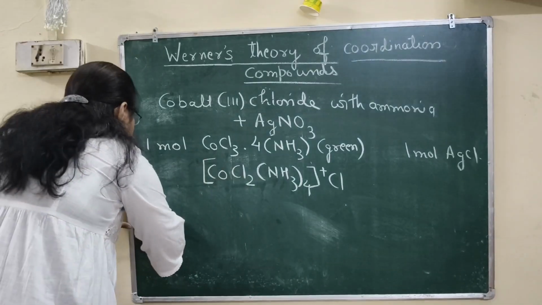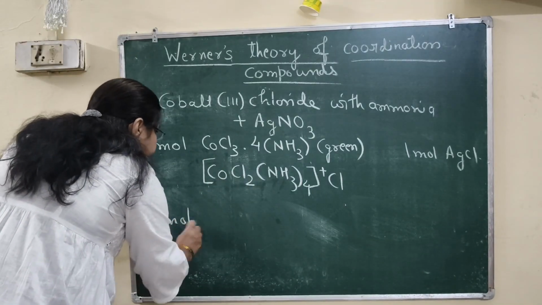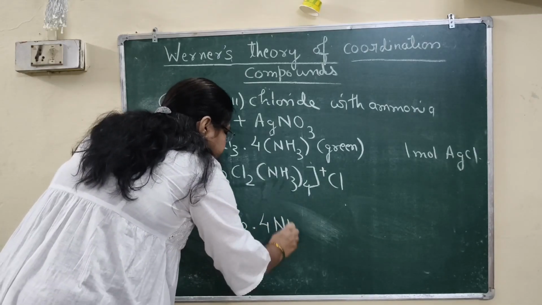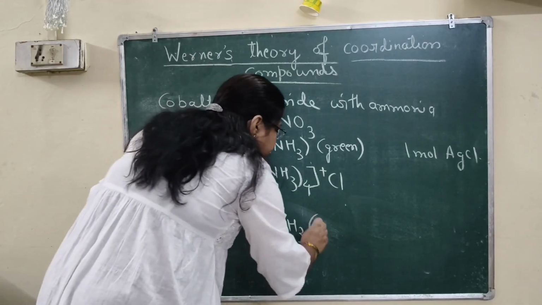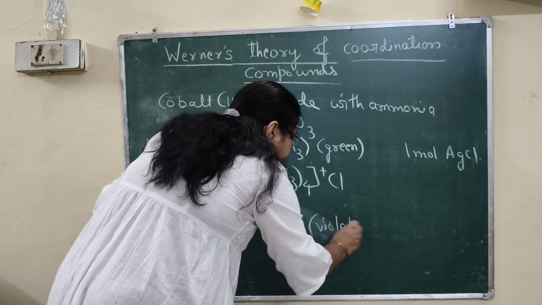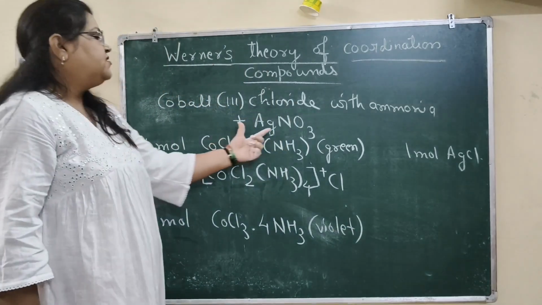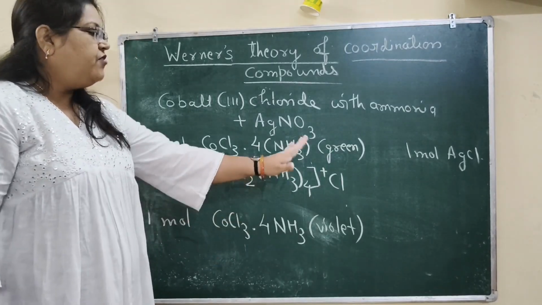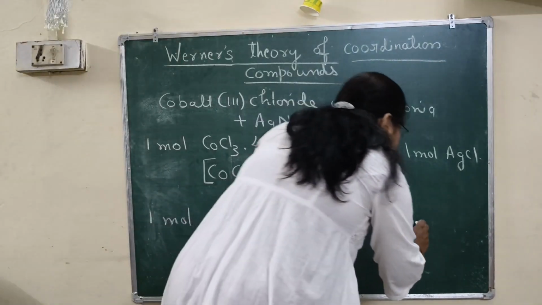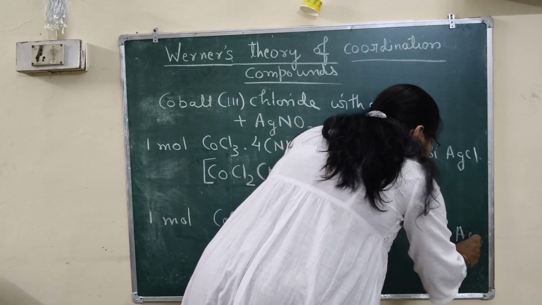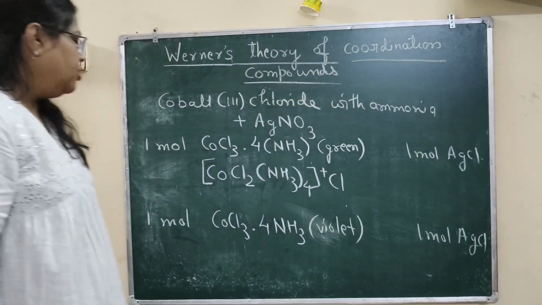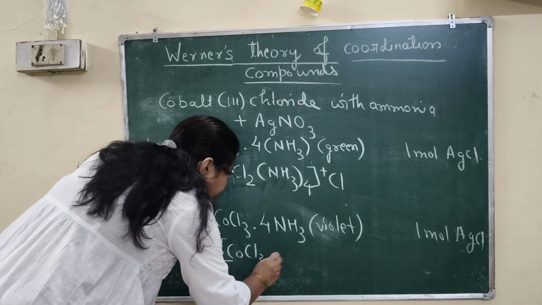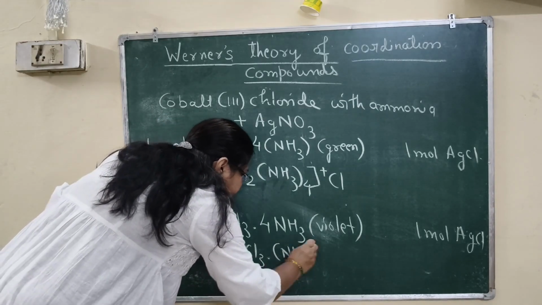Let us take one last compound. When 1 mole of this compound, now when excess of AgNO3 solution is added, it will also give 1 mole of AgCl. Then what will be the formula of the coordination compound? CoCl2.4NH3.